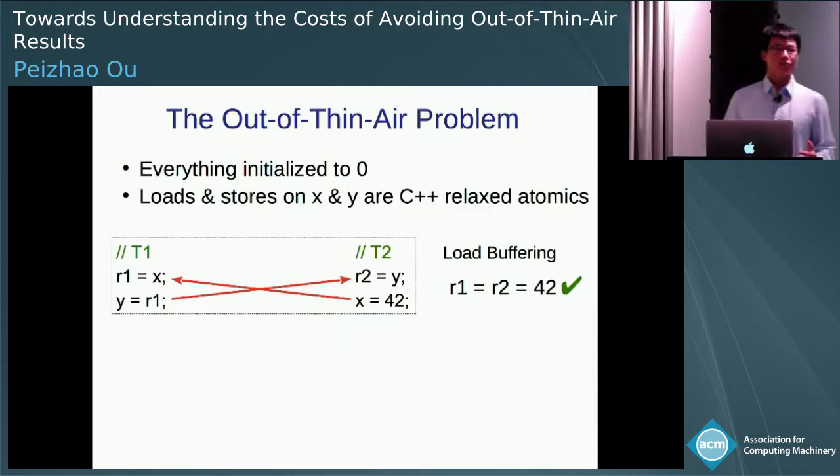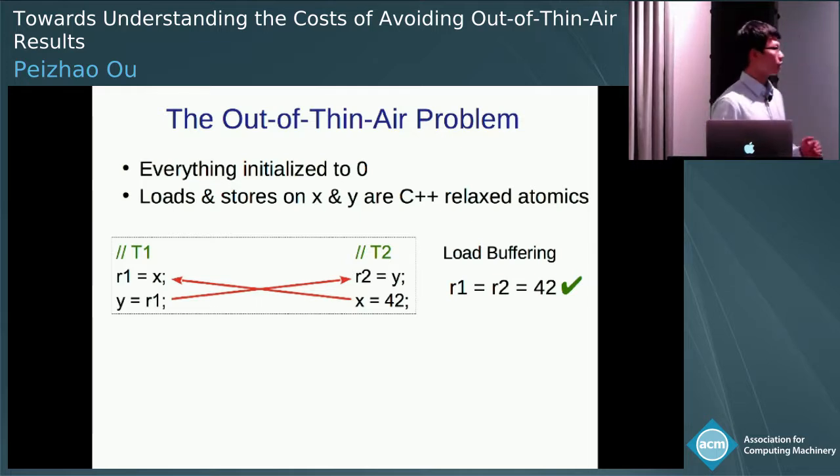So in the design of programming languages, as many researchers have figured out, there exists an outstanding problem, which is the so-called out-of-thin-air problem. And this problem exists in C, C++, and Java. Now let me briefly show you the problem with C++.